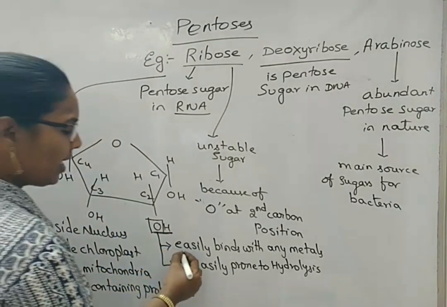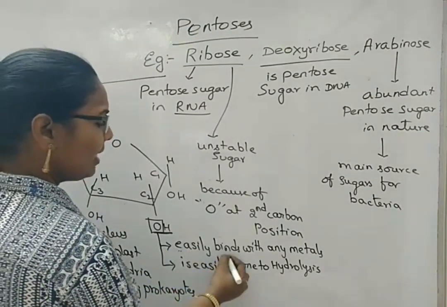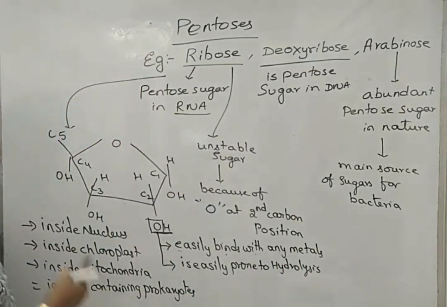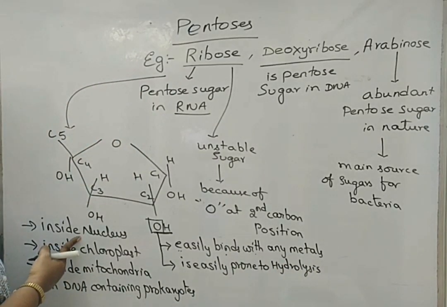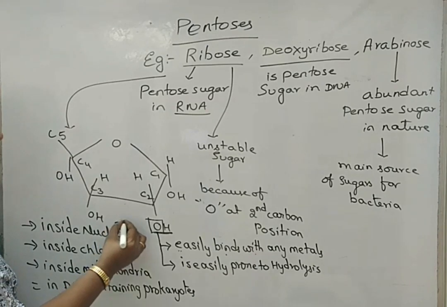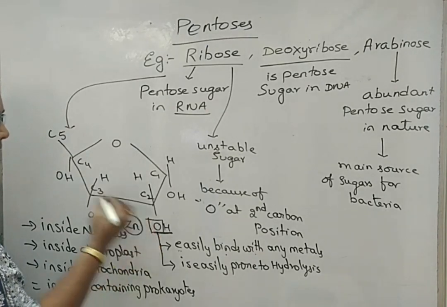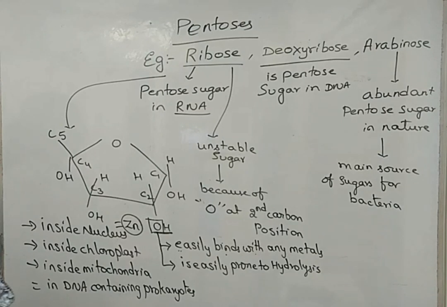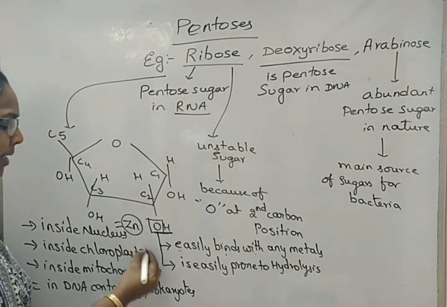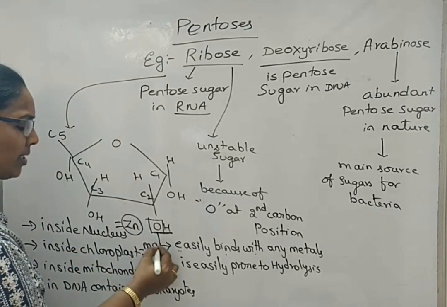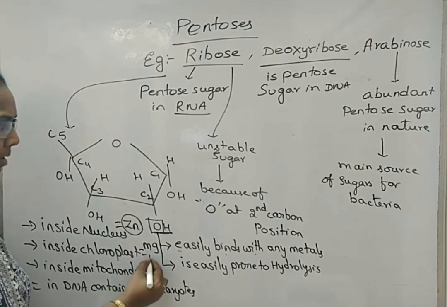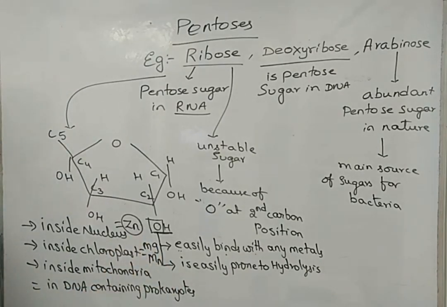Now, here I have given one point, easily binding to any of the metals. So what is the major metal that is present inside the nucleus? We can take one best example as zinc, which is providing the coenzymes for the functional activity of the enzymes during cell division. In chloroplast, what are the metals present? Magnesium is present within the chlorophyll molecule. Manganese is present in the inner thylakoid membrane during water molecule breakdown.